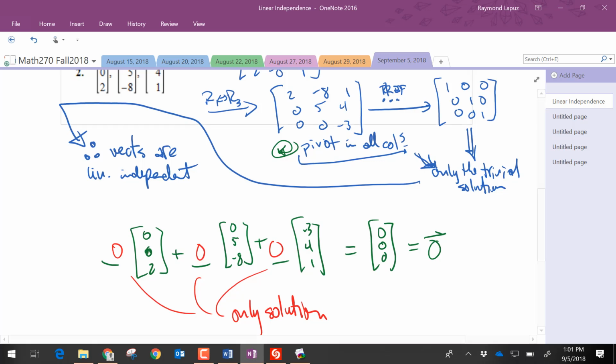I mean, if this thing doesn't have any pivot columns, then this is what's going to happen. Or if this thing did not have any free variables. It has pivot columns in all the columns. It'll end up like this.